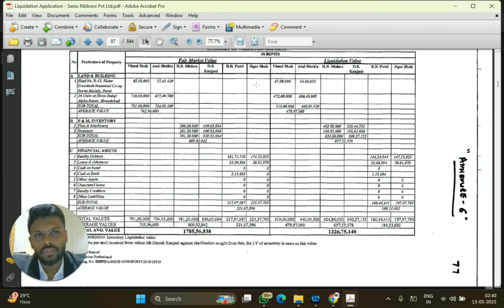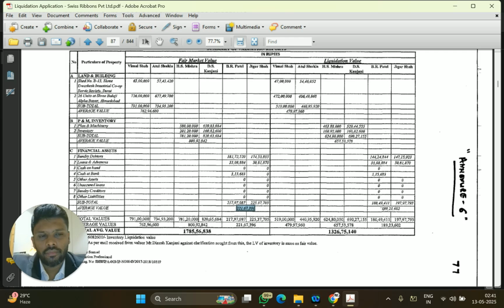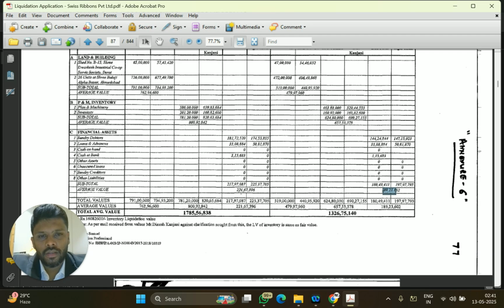So now, how do you compute the fair value and liquidation value? Vimal Shah and Atul Shukla have given the fair value here. This is the fair value, and the liquidation value here. These 2 valuers have given the fair value, the average fair value, and the liquidation value here. And then similarly, B.R. Patel and Jigar Shah have given their fair values here. Average fair values, total fair values, and the average of both is this, and the average of the liquidation value is this. Now, we have got three fair values, 1, 2, 3, different for each class, and three liquidation values, 1, 2, and 3.